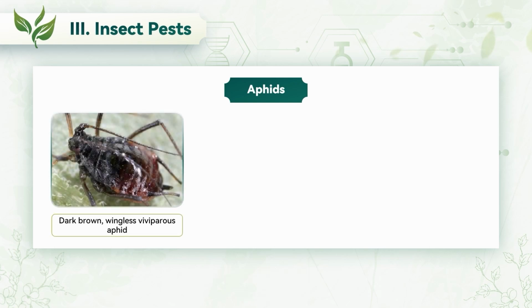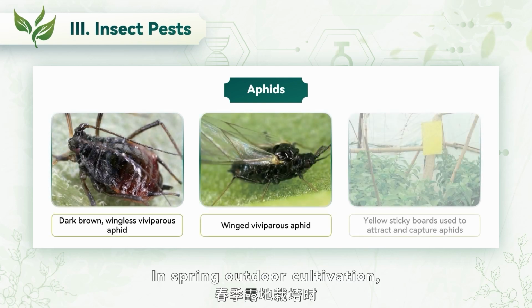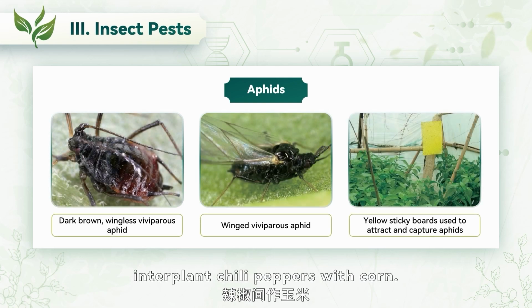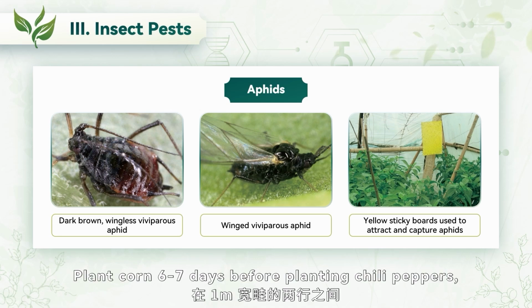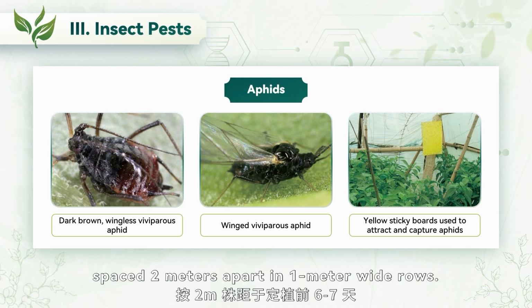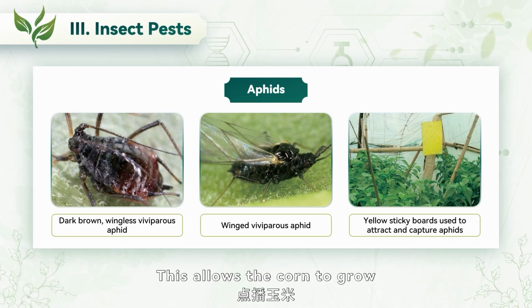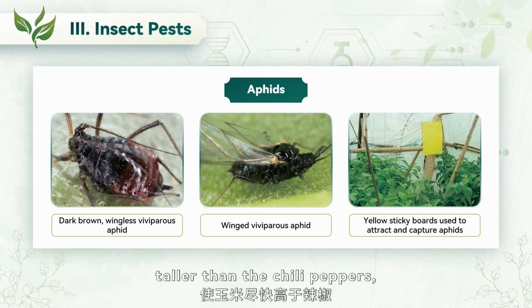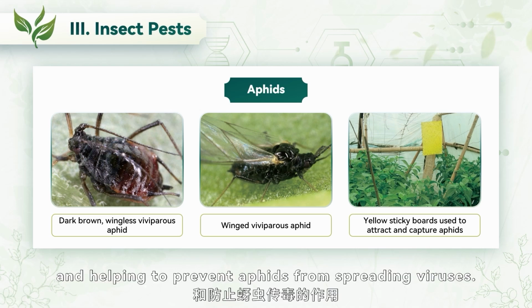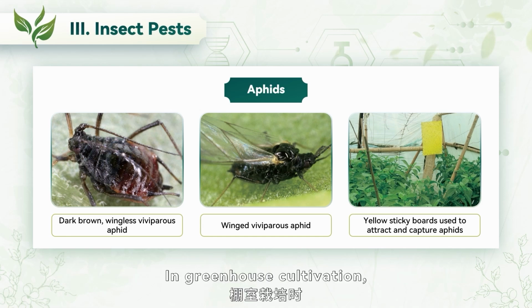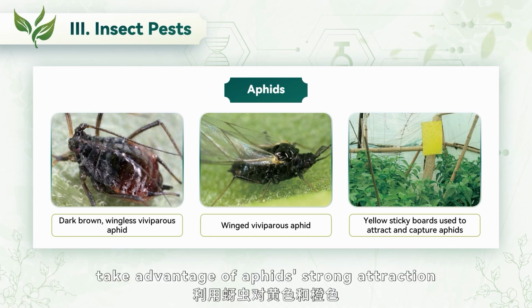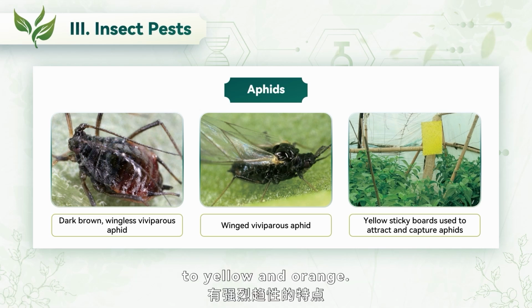Control measures. In spring outdoor cultivation, interplant chili peppers with corn. Plant corn 6 to 7 days before planting chili peppers, spaced 2 meters apart in 1 meter wide rows. This allows the corn to grow taller than the chili peppers, providing shade, cooling, and helping to prevent aphids from spreading viruses. In greenhouse cultivation, take advantage of aphids' strong attraction to yellow and orange.